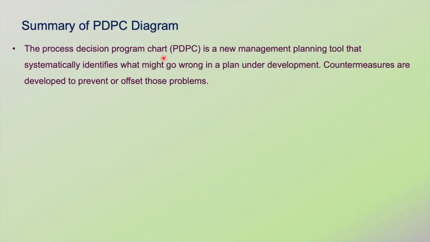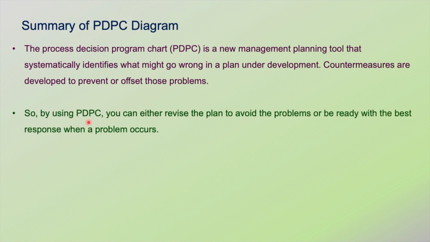So, in summary, the process decision program chart or PDPC is a new management planning tool that systematically defines what might go wrong in a plan under development. Accordingly, countermeasures are developed to prevent or offset these problems. So, by using PDPC, you can either revise the plan to avoid the problems or be ready with the best response when a problem occurs.